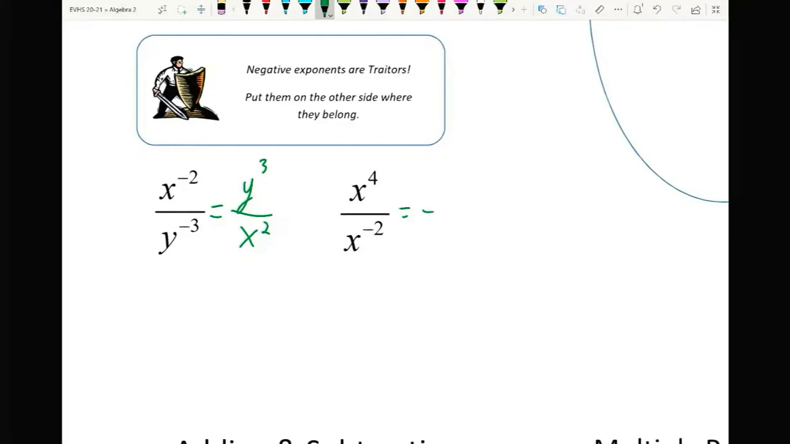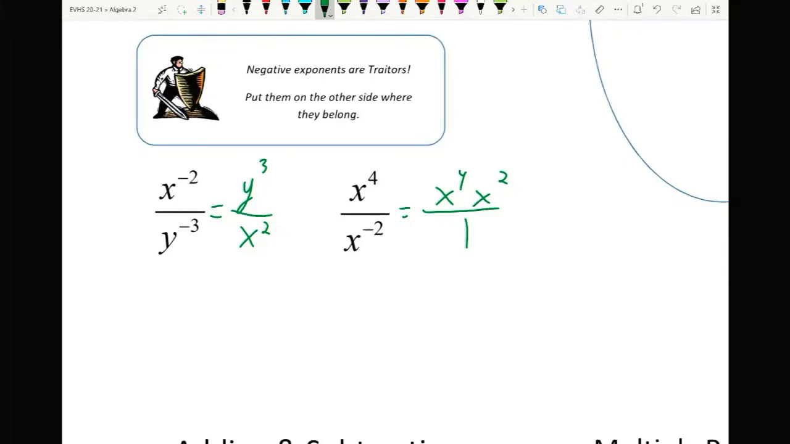Now on this particular fraction, x to the fourth has a positive exponent, so we leave him alone. Now x to the negative 2 is the traitor. He's going to go to the other side. And there's nothing left over on bottom, and when there's nothing left over, we leave a 1.